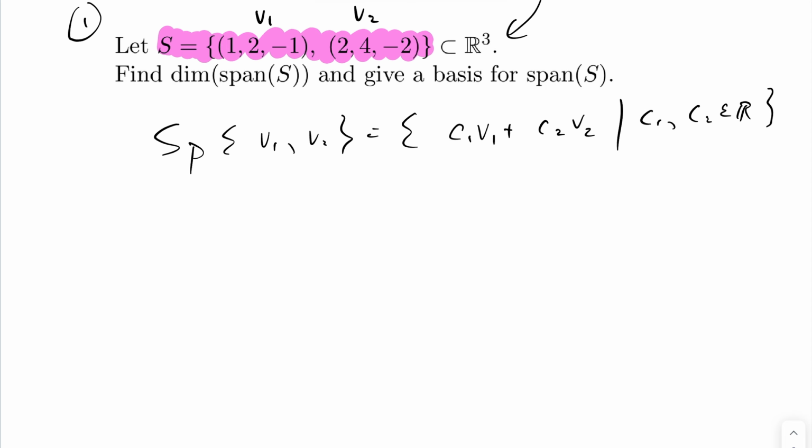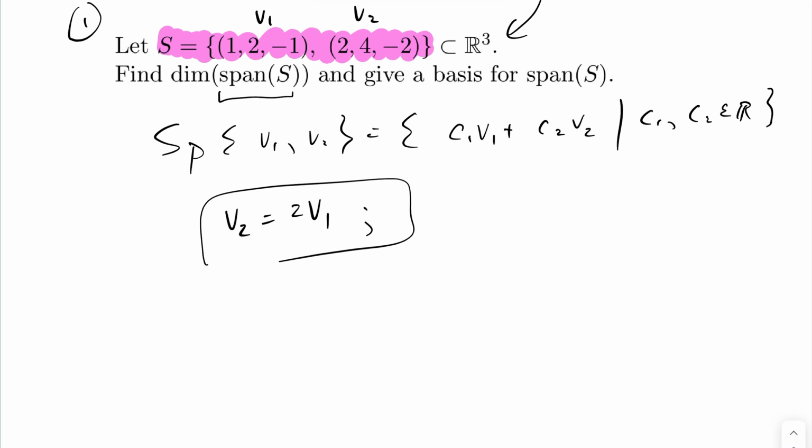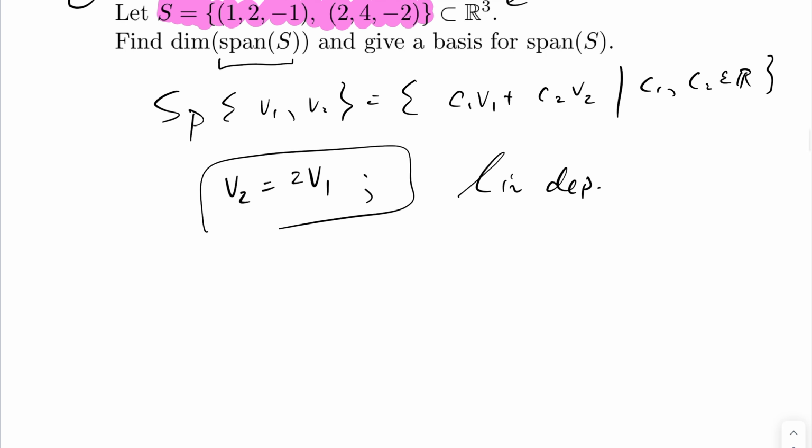If you take a look here, to find the dimension of the span, I first have to find a basis for the span of these vectors here. And you'll come to a quick observation here. You can see vector v2 is just equal to twice vector v1. So therefore, these two vectors that we have here are linearly dependent. And therefore, if I want to create a basis for the set S, I don't need both of these vectors. To create a basis for the set S, I can either take v1 or v2.